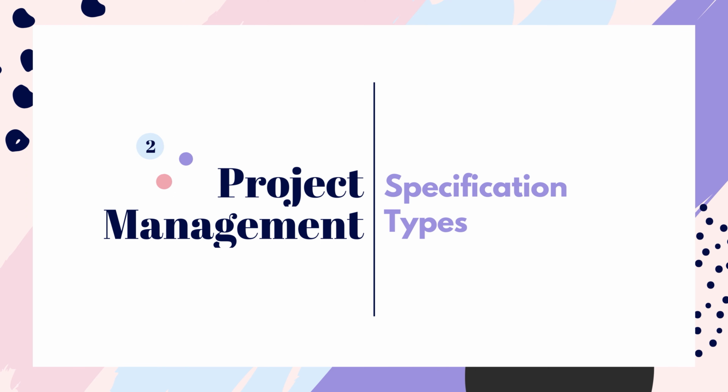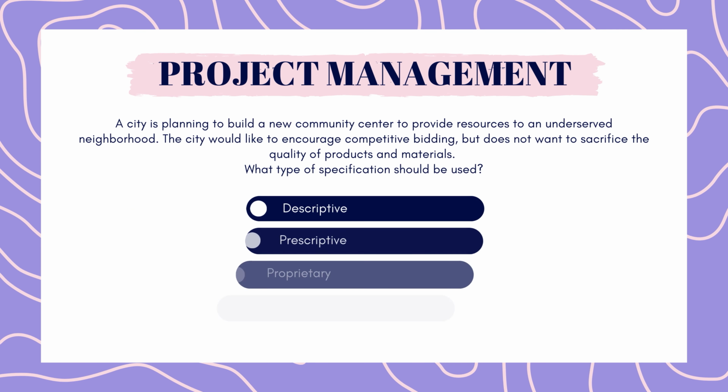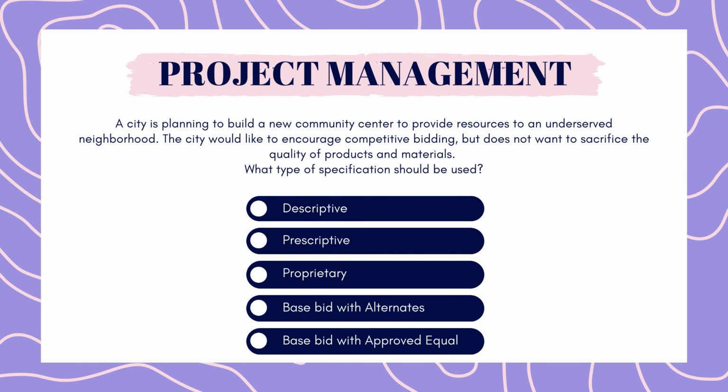A city is planning to build a new community center to provide resources to an underserved neighborhood. The city would like to encourage competitive bidding, but does not want to sacrifice the quality of products and materials. What type of specification should be used? Descriptive, prescriptive, proprietary, base bid with alternates, or base bid with approved equal? Pause here to answer.